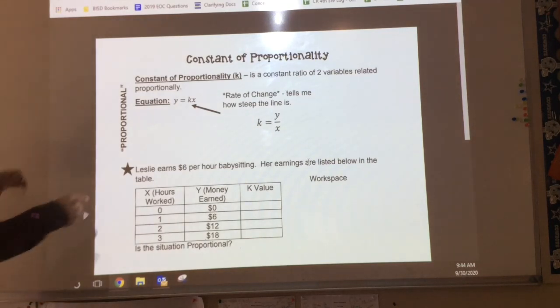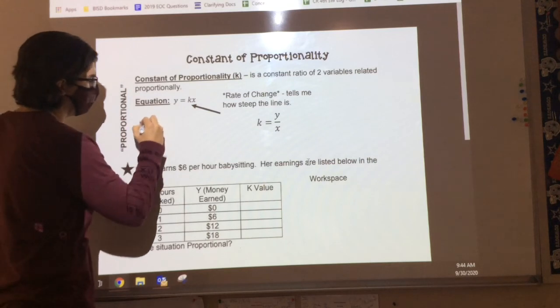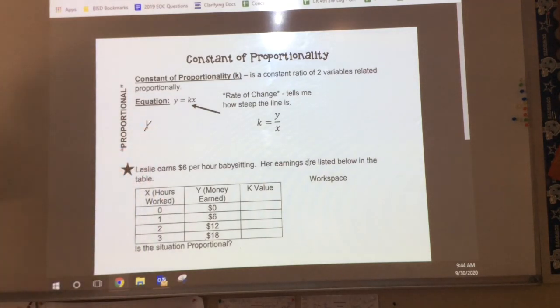So it says that the equation is y equals kx. I'm actually going to get a better marker. This one appears to be getting a little bit old.